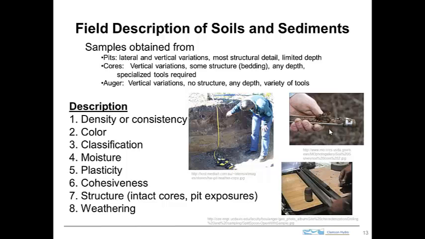And there'll be three main ways that the samples will be obtained. One is from a soil pit. And the advantage of having a pit is that it's a fairly large exposure. And here we see a soil pit, and we can see there's a contact between two soil horizons. And the advantage of having an exposure like this is that you can see lateral and vertical variations, and you can see structural detail. You can see things that vary, say, over the scale of a meter.